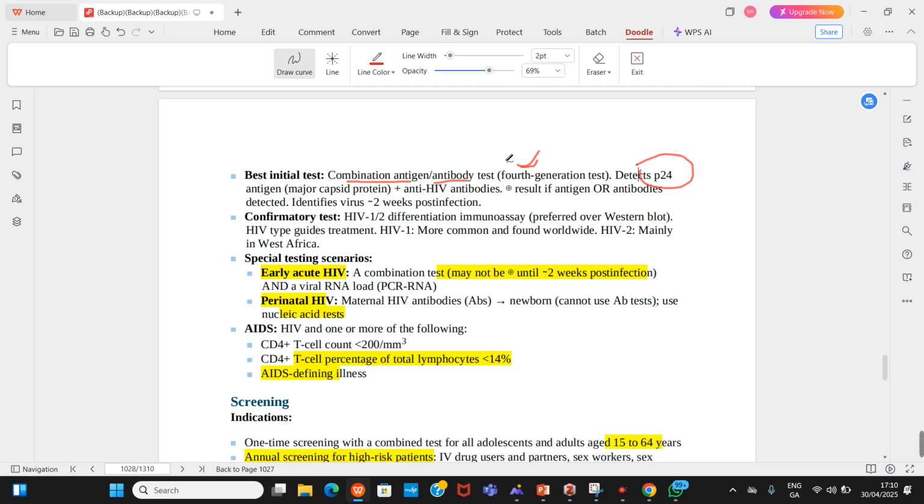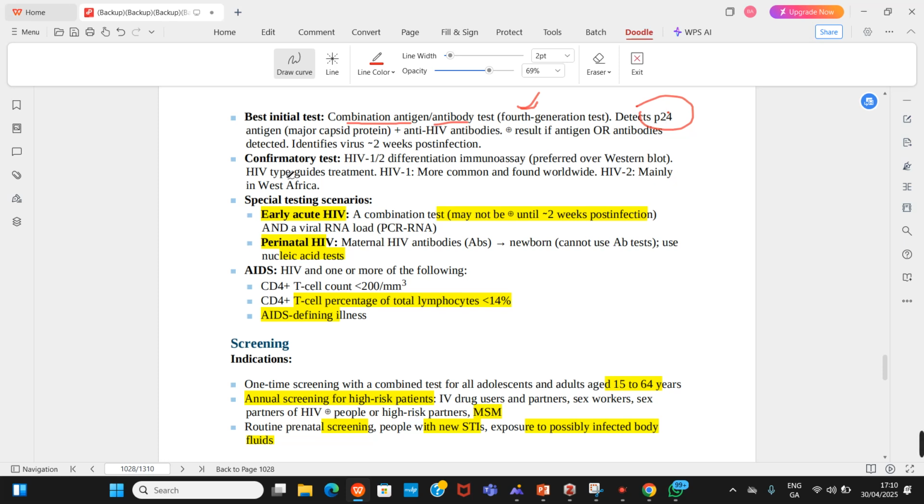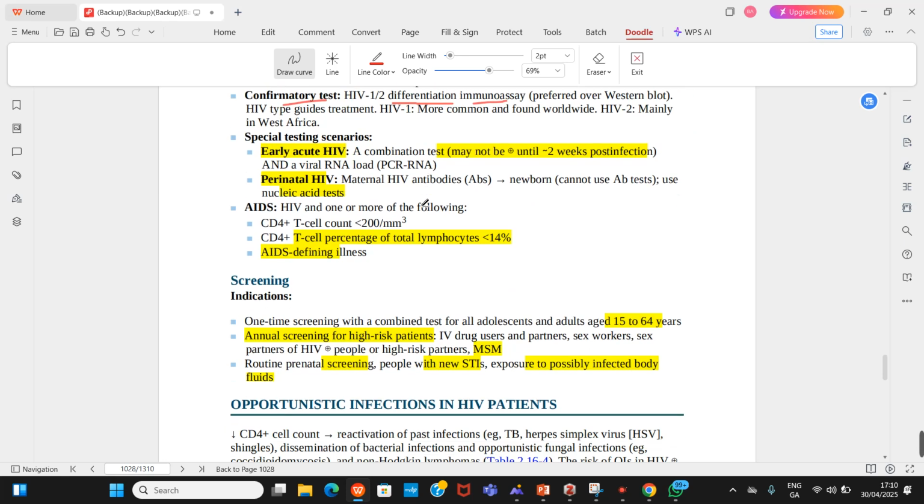If you do it within 2 weeks, it's likely that it's only the P24 that will be positive at that time. So to now confirm, you now do the HIV-1 and 2 differentiation immunoassay. You prefer this to Western blot, please. So you pick whatever is happening.